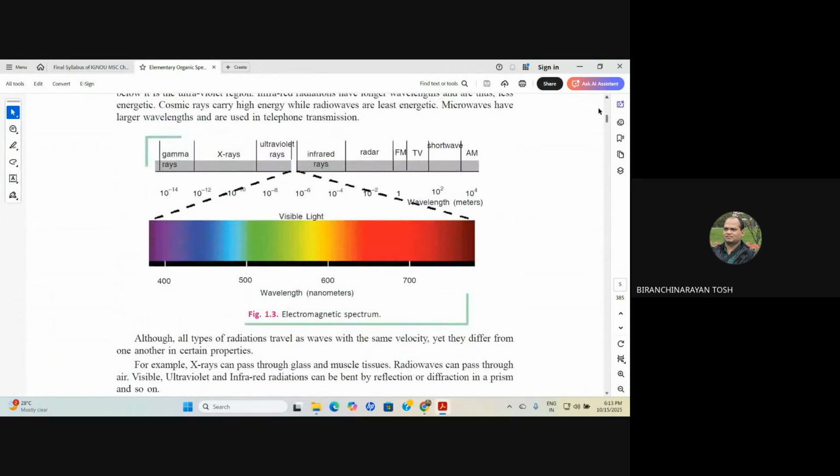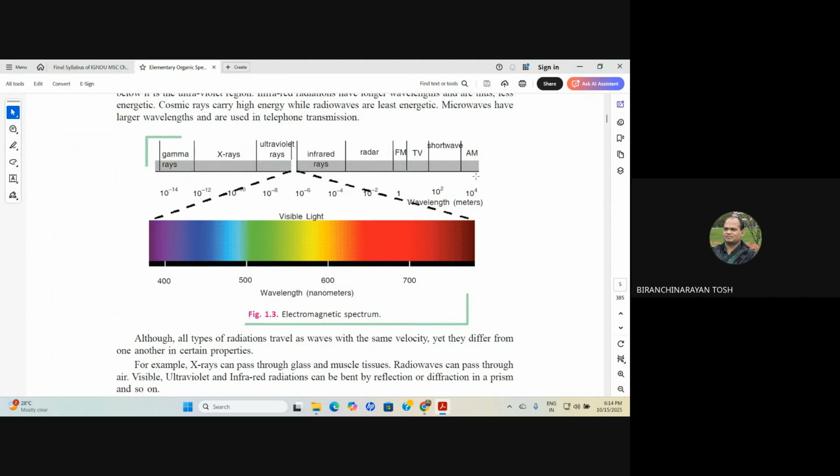So the total electromagnetic spectrum starts from gamma ray to radio wave. This is in the increasing order of wavelength. So what is spectrum? The arrangement of all types of electromagnetic radiation in order of their increasing wavelength or decreasing frequency is known as the electromagnetic spectrum. Because wavelength and frequency are inversely proportional, if wavelength increases, then frequency decreases. So either in the increasing order of wavelength or frequency, whatever may be.